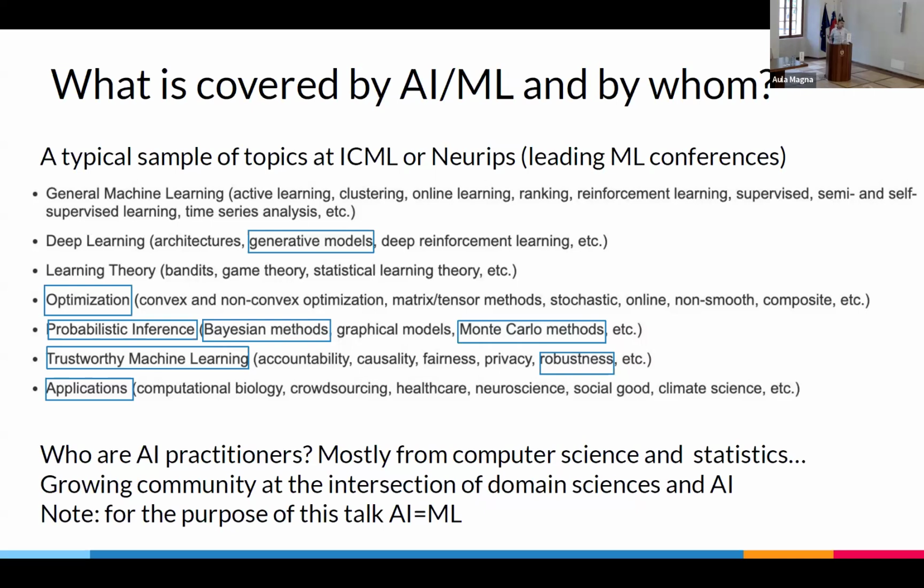However, there is a growing community of people at the intersection between AI and domain sciences. And they come from both directions, right? Some people have traditionally been trained in machine learning and now are interested in domain science applications, and vice versa. Some people who had traditionally been trained in domain sciences, such as physical sciences, are now developing machine learning methods to analyze their scientific data. Again, for the purpose of this talk, AI and ML are the same thing. I guess the recent trend is that people like to use AI.